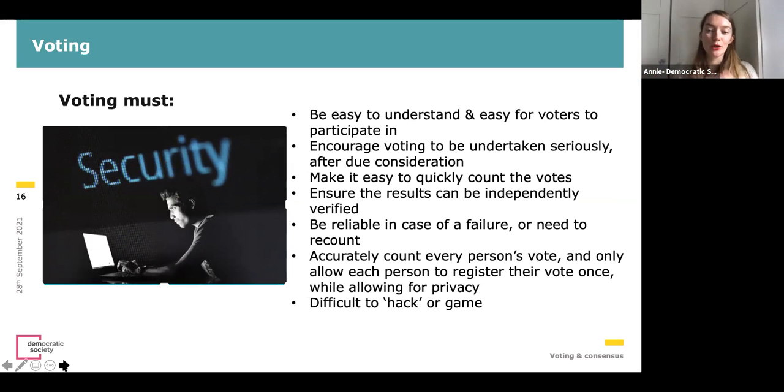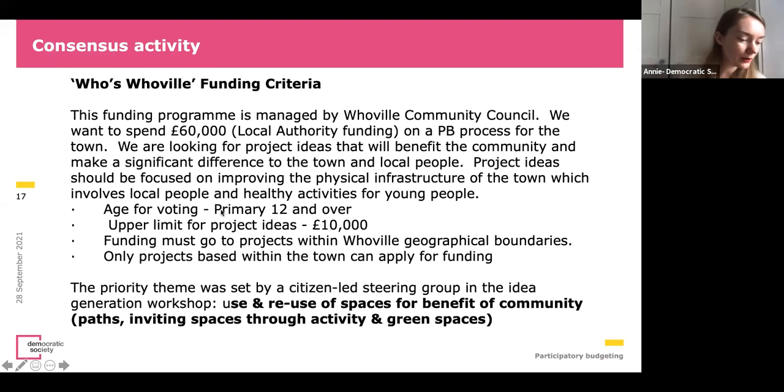And then how can you ensure that you're accurately counting every person's vote and only allowing each person to register their vote once, whilst allowing privacy, so they're not having to provide lots of information about where they live and everything else. Maybe it's just their email address if they've got an email, and then their postcode, or a sort of user number if they don't have an email address. And then how can you make it difficult to hack and put people off trying to game it, but at the same time be accessible? So it's that balance that you're trying to reach when it comes to these sort of votes and designing the vote. But I'm going to stop there because I'll just check the time.